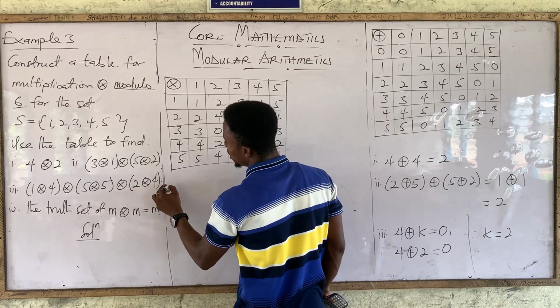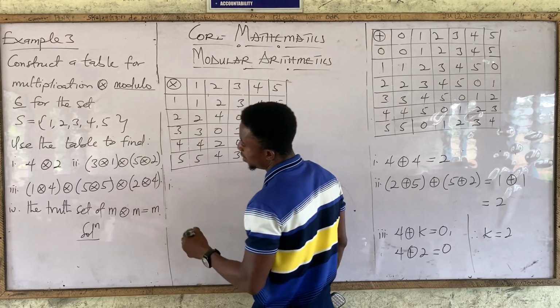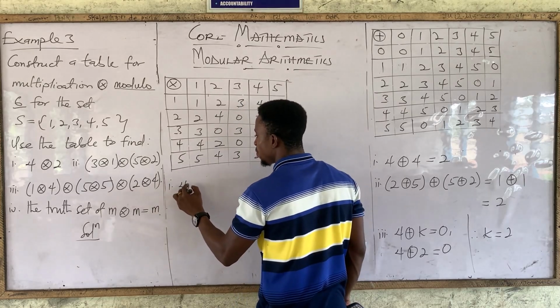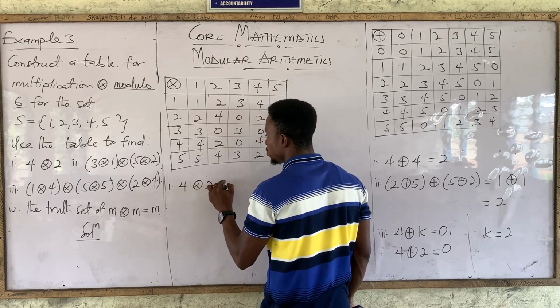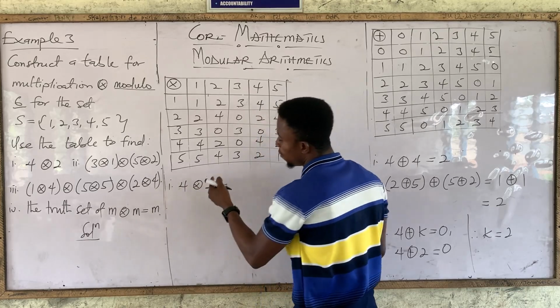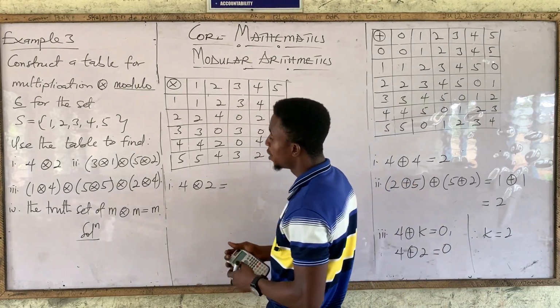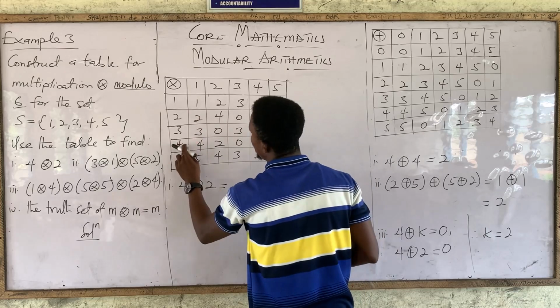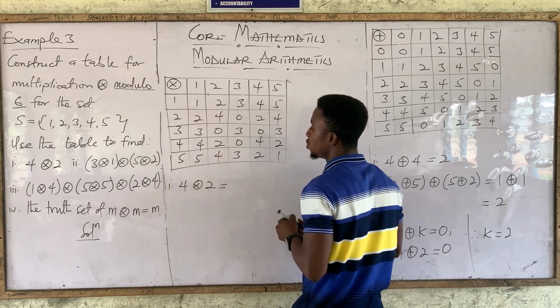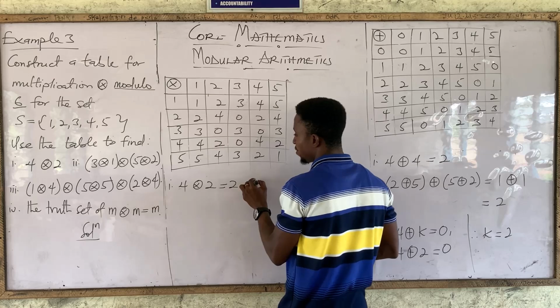Okay. Now I say what? 4 times 2. So I'll have my 4, then times my 2. Then 4 times 2 gives us what? I don't know, so I come to the table. 4 times 2, that is 2.